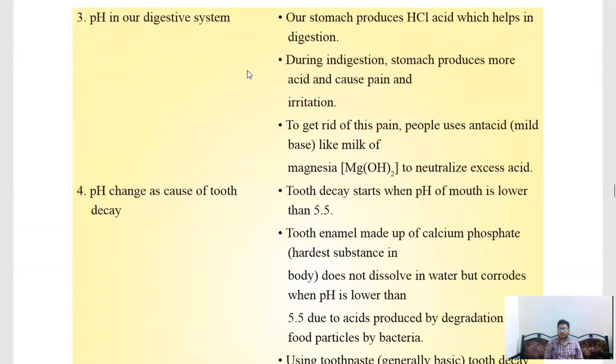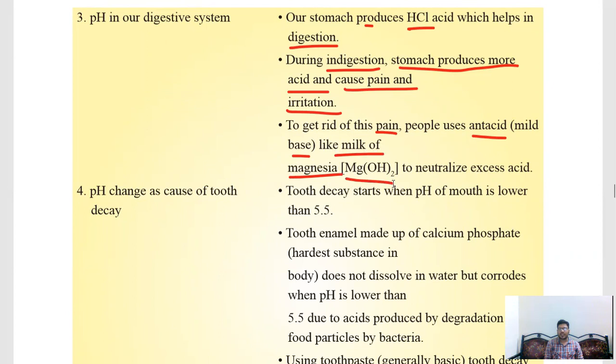pH in our digestive system. In our digestive system, we know our stomach produces HCl. It is used for digestion. During indigestion, the stomach produces more acid, which causes pain, irritation, heartburn, etc. To get rid of this pain, what do we have to do? People use antacids, a very mild base, namely milk of magnesia, Mg(OH)2, magnesium hydroxide, to neutralize the excess acid present in our stomach.